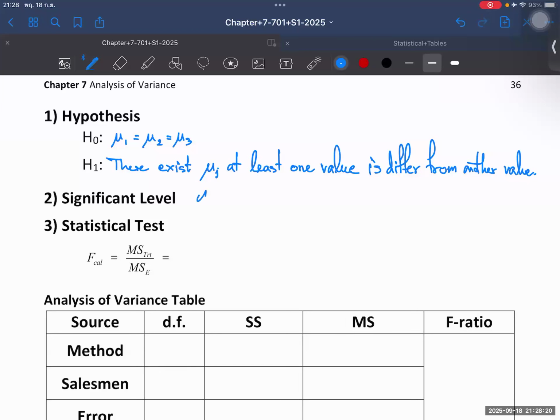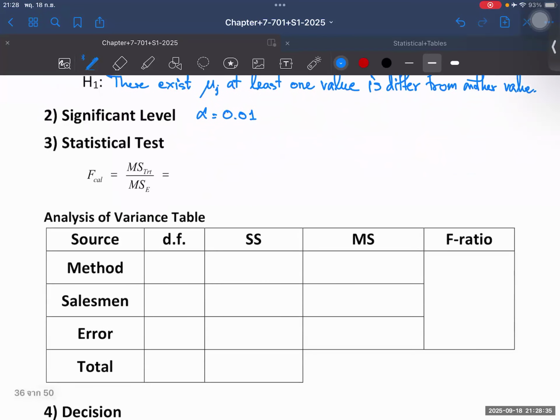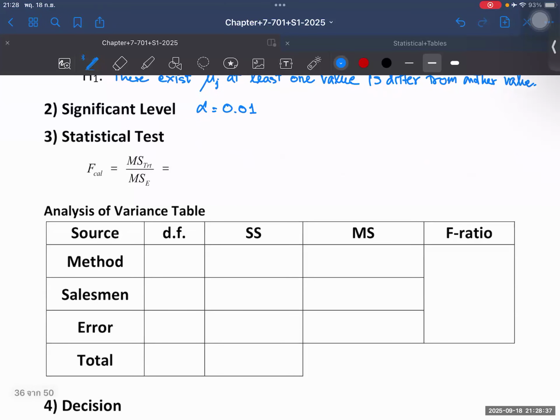So alpha is 0.01. And we calculate the F-cal by the mean square treatment with the mean square error. So can you remember about the degrees of freedom of the method, right?